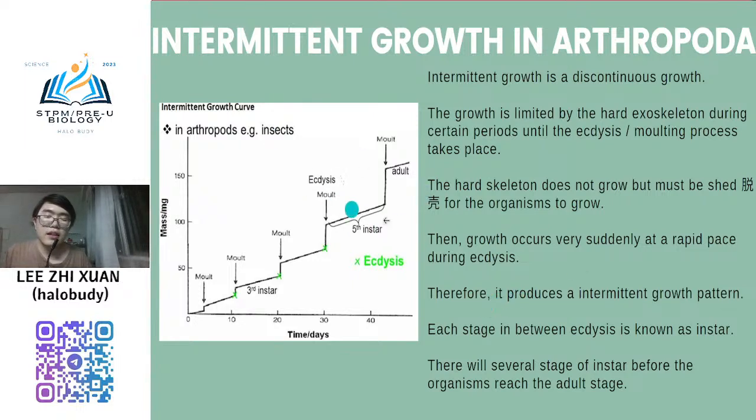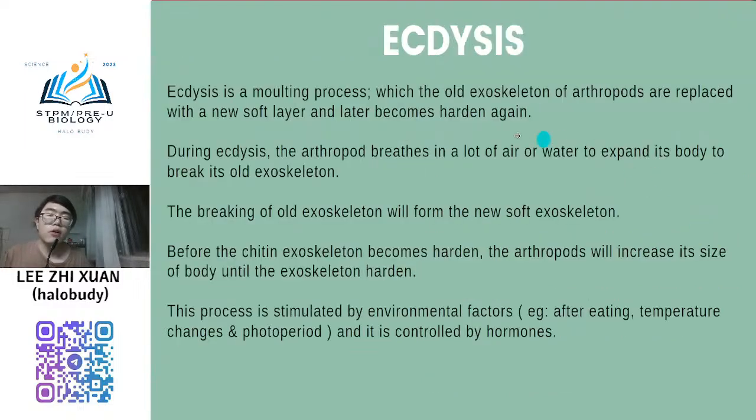The stage between ecdysis is known as instar. So the growth at a constant rate is the instar. There are several stages of instar before the organism reaches the adult stage. In intermittent growth, the most important thing is the ecdysis process. Ecdysis is actually a molting process in which the old skeleton of the arthropod is replaced with a new soft layer, which later becomes a hardened layer again.